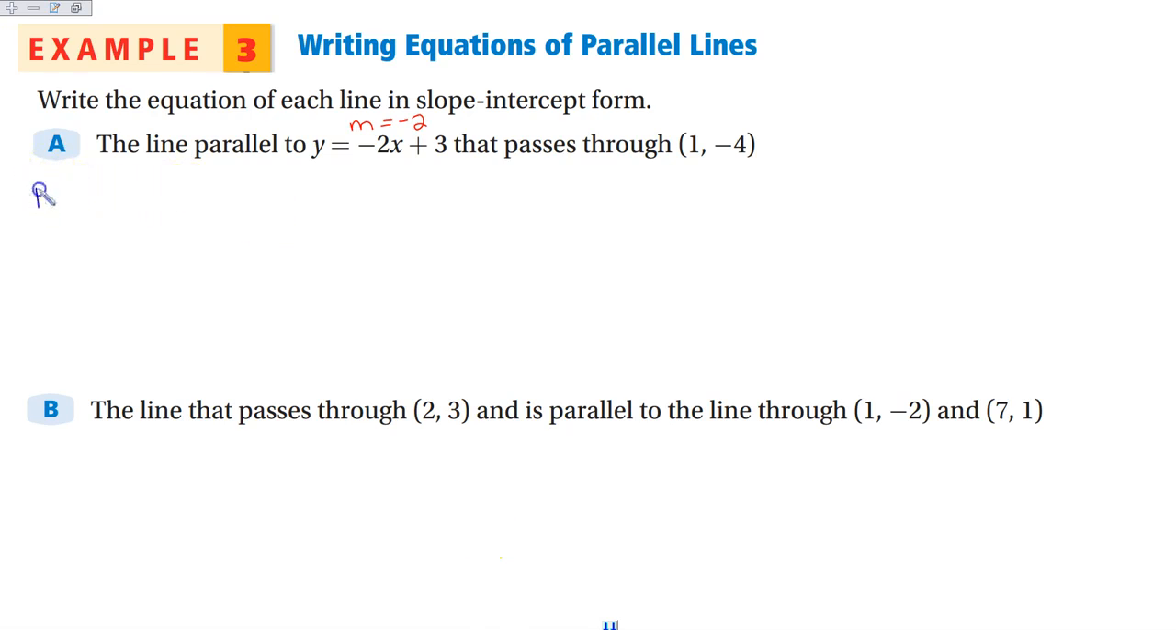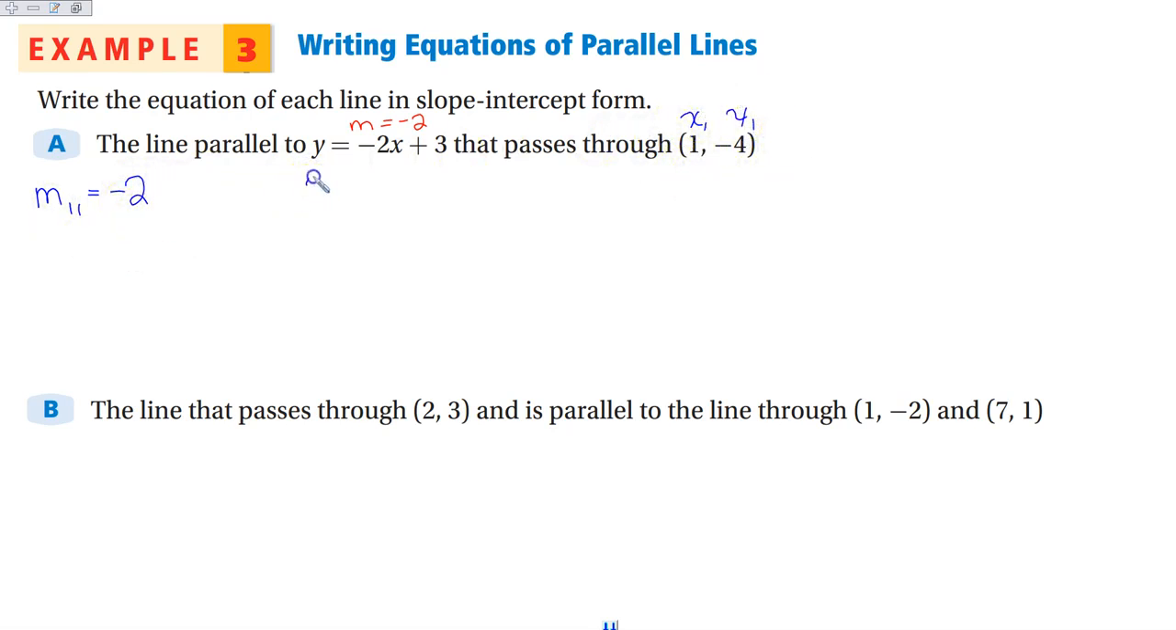Now, the slope of my parallel line, so I'm just going to put a little parallel symbol here, is going to be the same as my given line. So my slope is also negative 2 because, again, parallel lines are going to have the same slope. Now, notice we are given a point that we are going to pass through. So it's going to be 1, negative 4, so I'm going to call this x1, y1. I have the point and a slope.